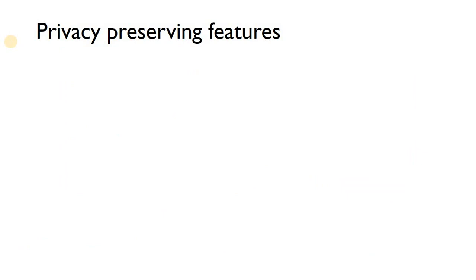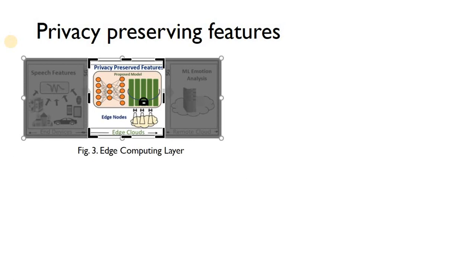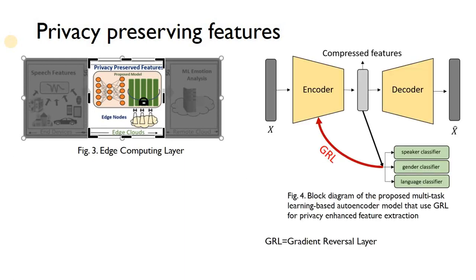How do we compute the privacy preserving features? So we deploy a deep learning model at the edge. It consists of an encoder which uses the emotional features and encodes them into the compressed form, and the decoder uses that features to reconstruct the input features as much as possible. And then we also connect three classifiers: speaker classifier, gender classifier, and language classifier, that use the compressed feature and try to classify the speaker, gender, and language.